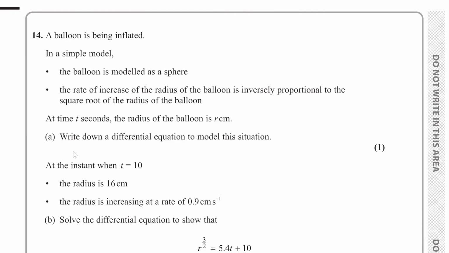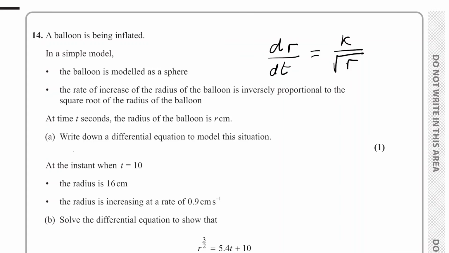Question 14. A balloon is being inflated. In a simple model, the balloon is modelled as a sphere. The rate of increase, we've got to write the differential equation. So the rate of increase of the radius, dr/dt, is inversely proportional to the square root of the radius. So inversely proportional, k divided by the square root of the radius. And so write a differential equation to model this situation.